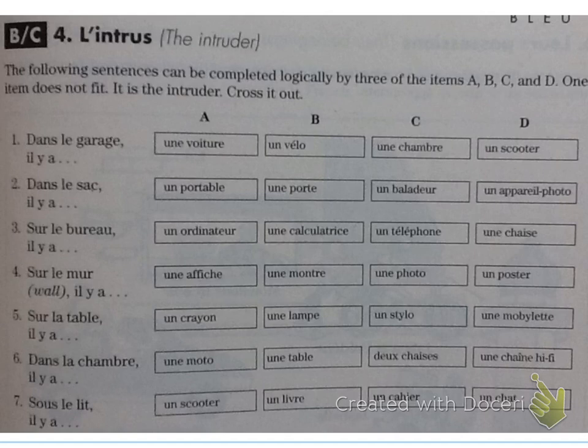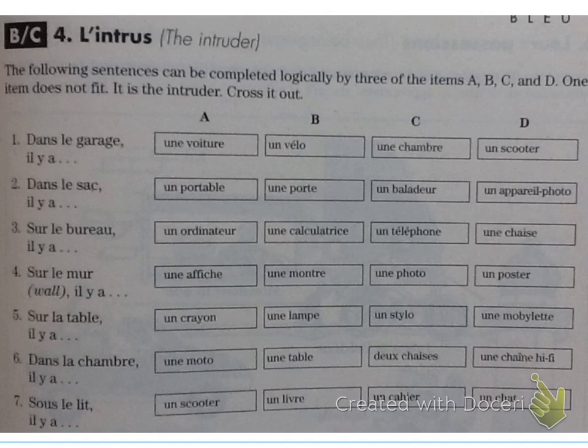Exercise 4, l'intrus. The following sentences can be completed logically by 3 of the items, A, B, C, and D. One item does not fit. It is the intruder. Cross it out. So which one of these items doesn't fit the category, right?